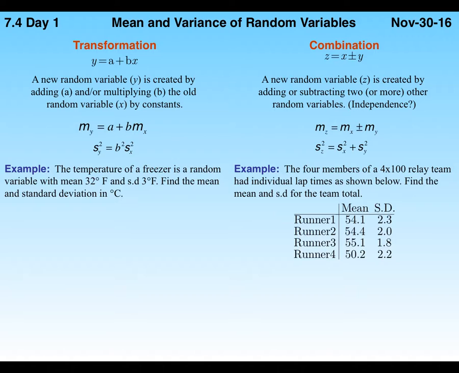So let's do an example. The temperature of a freezer is a random variable with a mean of 32 degrees Fahrenheit and a standard deviation of 3 degrees Fahrenheit. Find the mean and standard deviation in degrees Celsius. Okay. Do we know the conversion from Fahrenheit to Celsius? Yeah. What is it?